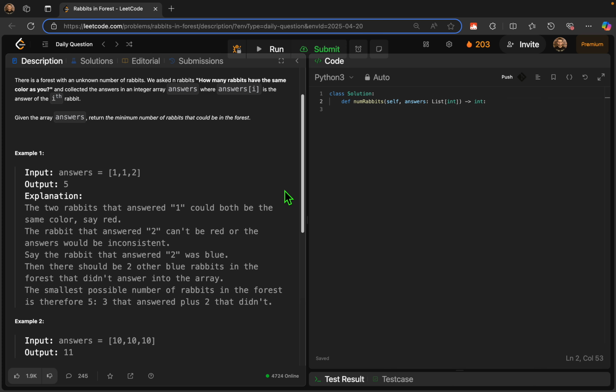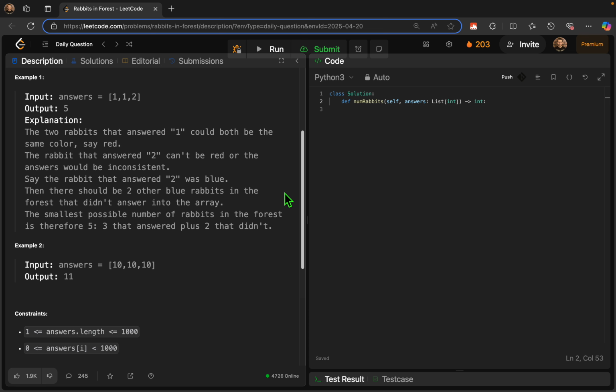We need to count how many rabbits have the same color as you and collect the answers in an integer array answer, where answer[i] is the answer of the ith rabbit. We are given the array answer and should return the minimum number of rabbits that could be in the forest. Here we get an example where answers are 1, 1 and 2, and the output is 5.